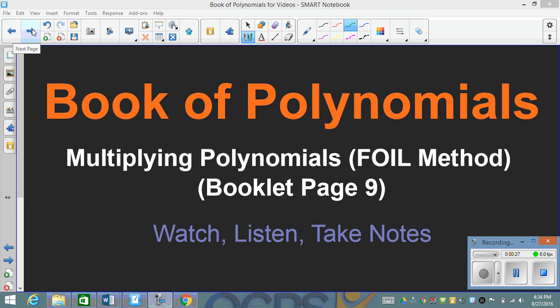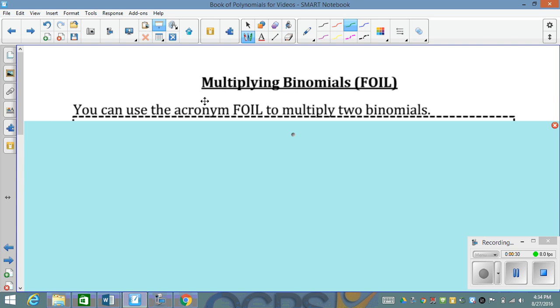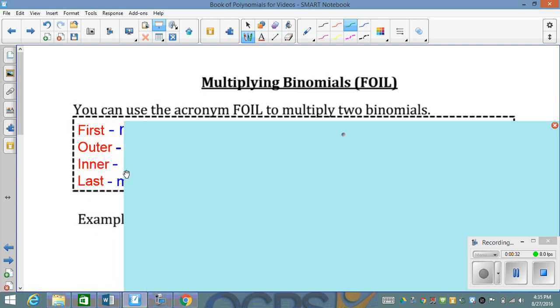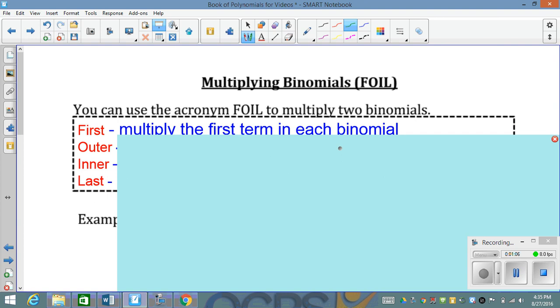Okay, so you're going to take your notes in your booklet on page 9. And let's start by talking about what the FOIL acronym means. It's first, outer, inner, and last. Now each of those tells you which terms to multiply. And I should make a point here. Our box method works even if it's not binomial times binomial. The FOIL method really only works binomial times binomial, but it could be extended using your distributive property if you would like. Okay, so let's go ahead and take a look at each one.